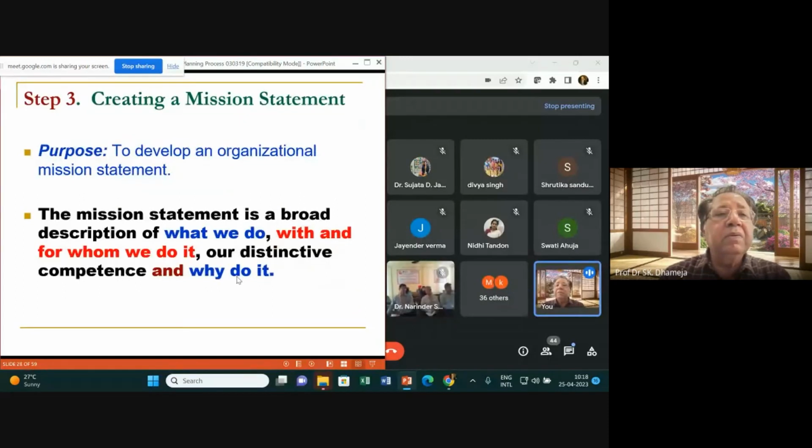Okay, we go to the next C, the third C, which is creating a mission statement. The purpose is to develop an organizational mission statement. The mission statement is a broad description of what we do, with and for whom we do it, who are your partners and who are your clients, our distinctive competence, and why we do it. So a good mission statement should address all four things: what we do, with and for whom we do it, your distinctive competence, and why you're doing all these things.